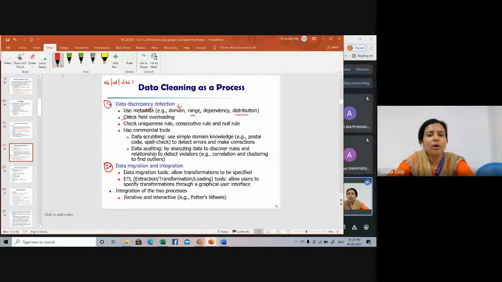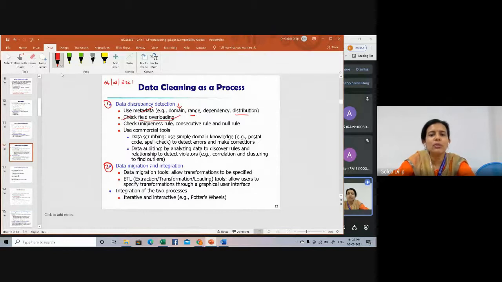Then check what is called field overloading. What about this field overloading? This is yet another source of error. It applies to the already defined attributes. For example, if there are some unused bits, say it's a 32-bit field and only 31 bits are being used and 1 bit is unused, the developers try to squeeze a new attribute definition into that unused portion. That's when it becomes field overloading. So that has to be taken care of.